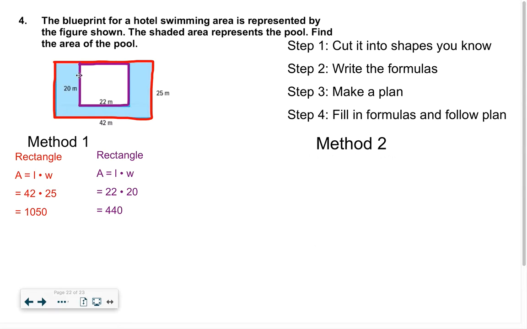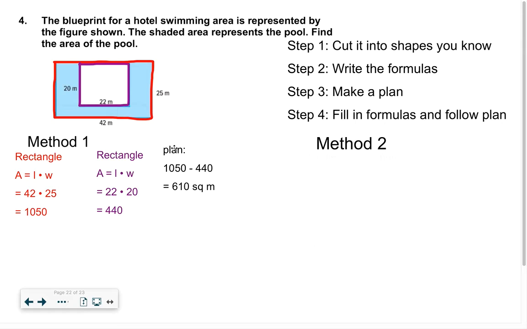Now my plan that I did not state just prior to this was that if I find the area of the large rectangle and I subtract the smaller rectangle, that would give me the area of just the shaded. So that's what I did: I took my large rectangle and subtracted my smaller rectangle as my plan of action. And I got 610 square meters.